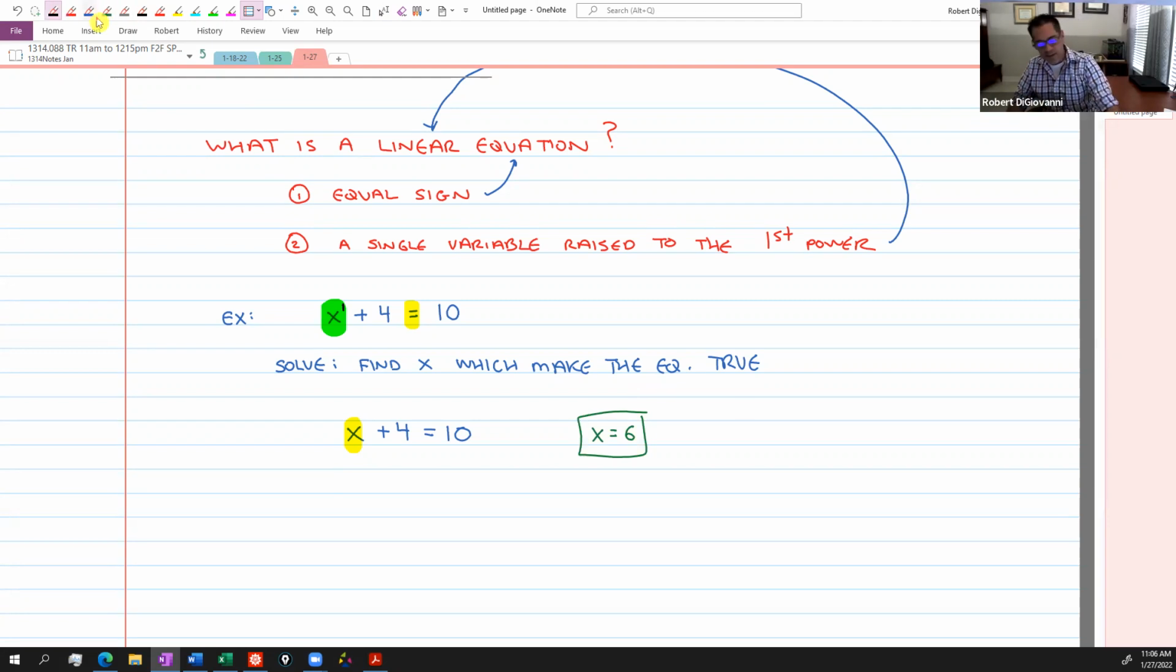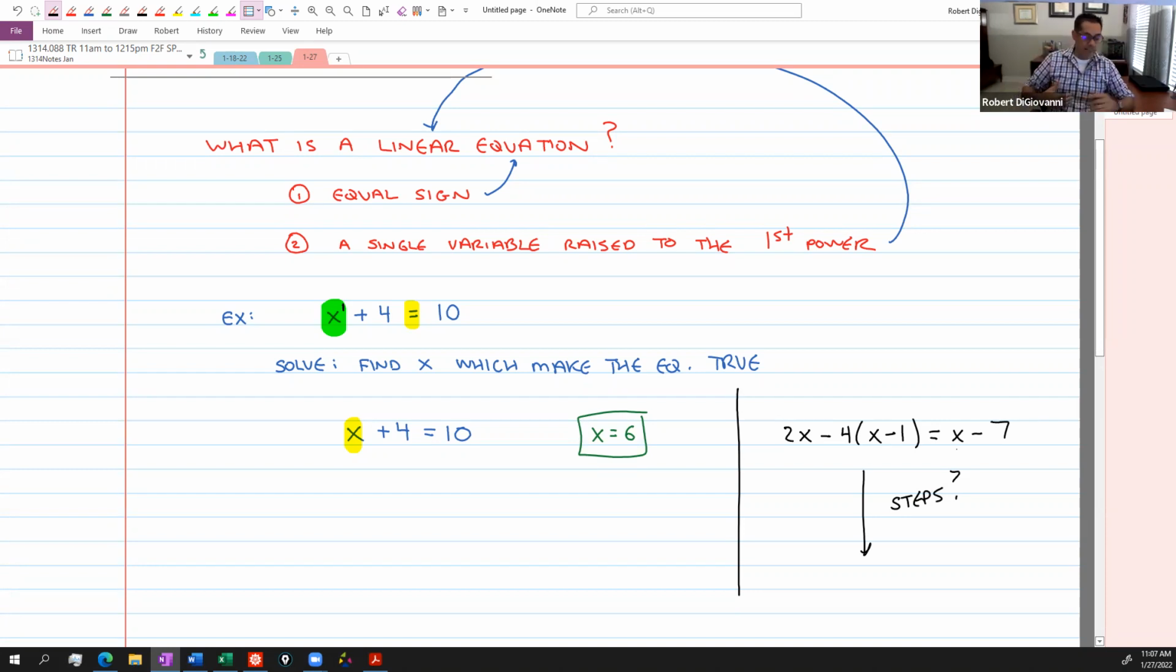Like if I just wrote this down and said, okay, what makes that true? You're not going to be able to just look at it and say, oh, x is 6, right? It's a much more complicated problem. So we need some sort of procedure, some sort of steps so that we can get to the answer.